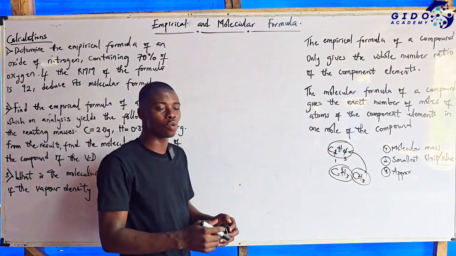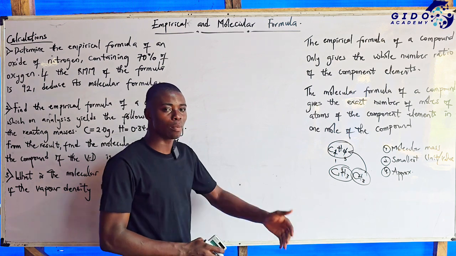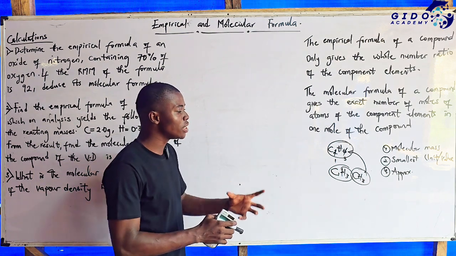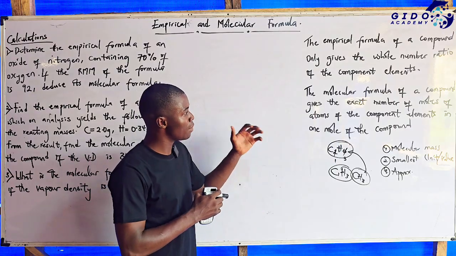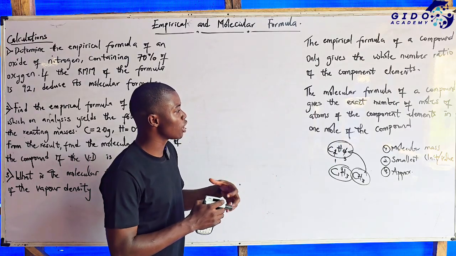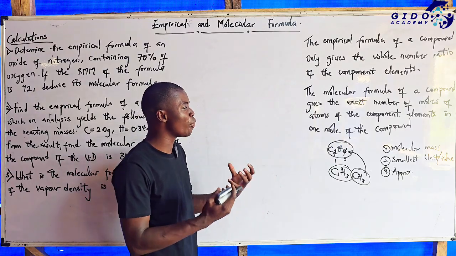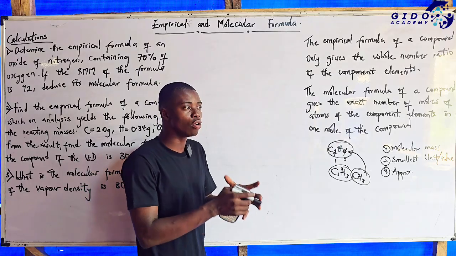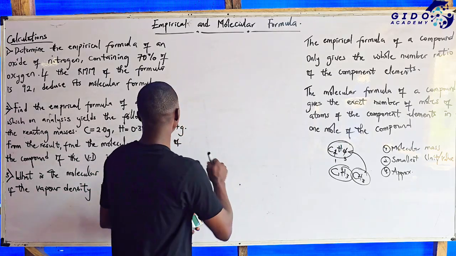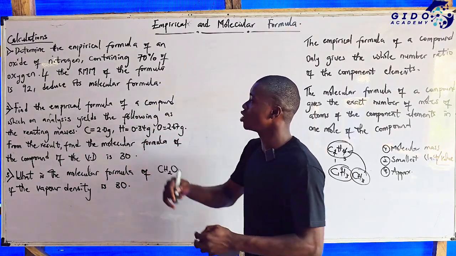Is the molecular formula. So the simplest formula of a compound that is written in a whole number ratio is called the empirical formula, while the molecular formula of a compound gives the exact number of moles of atoms of the component elements in 1 mole of that compound. So let's quickly solve some of the calculations we have here.